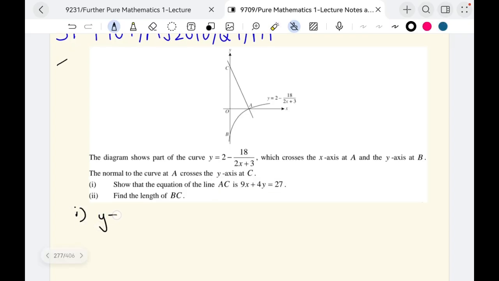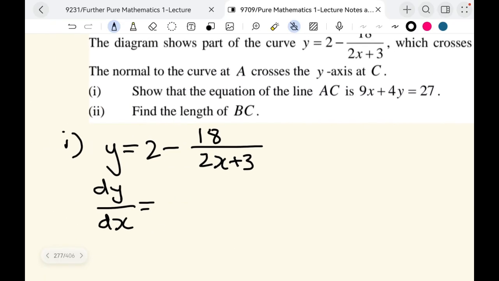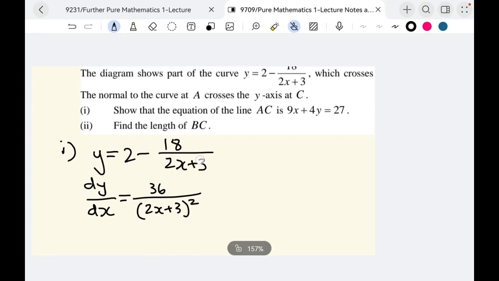Okay, take the equation of the curve and differentiate it. dy/dx, what will we get? Constant disappeared. Negative, you get positive. 18 times 2, it's 36. Divided by the bracket squared of 2x plus 3. This is the gradient of the tangent.